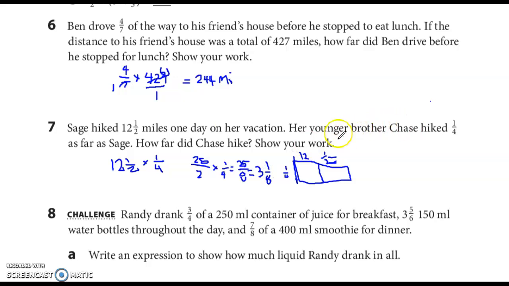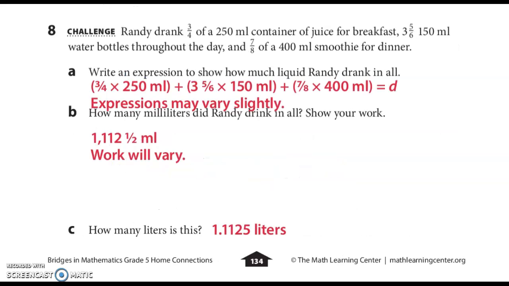So let's go back up and check our label. How far did Chris hike? 3 1/8 miles. And if you did the challenge, I'm just going to go ahead and show you what the answers are. I'm not going to go over them because it's just a challenge and it's not something we're focusing on today.